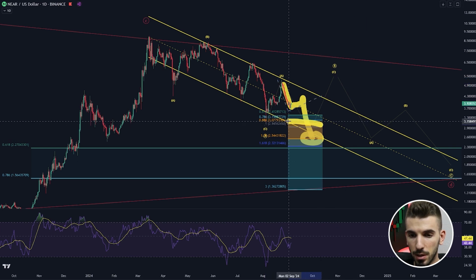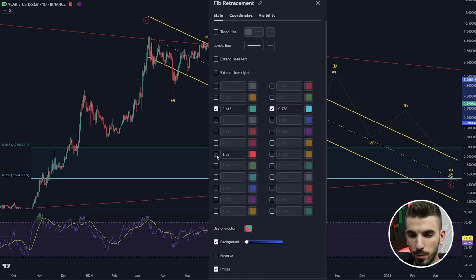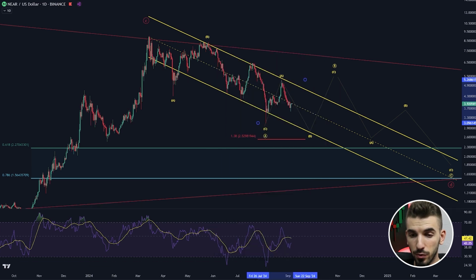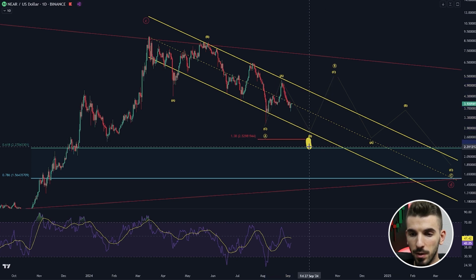The additional thing that I don't want to see: I will place a Fibonacci retracement from this low to this high of wave A, and I will place the 1.38 Fibonacci retracement, and I don't want to see that 1.38 retracement broken. Why? Because that is the limit for an overshooting B wave to the downside. Wave A to the upside, overshooting wave B to the downside, and then the C to the upside. B wave can't go beneath 1.38.